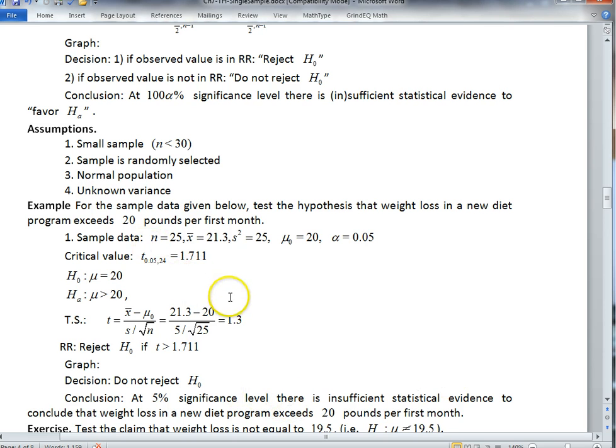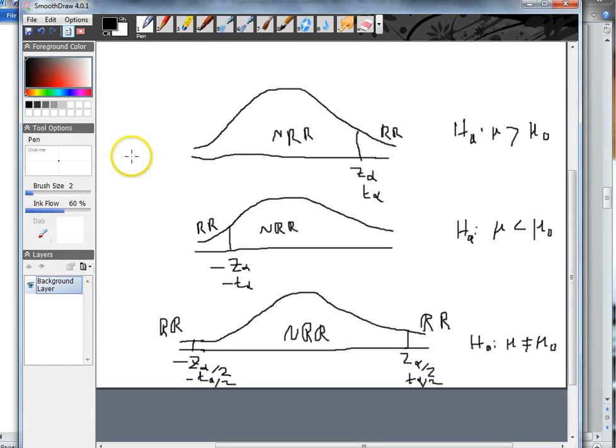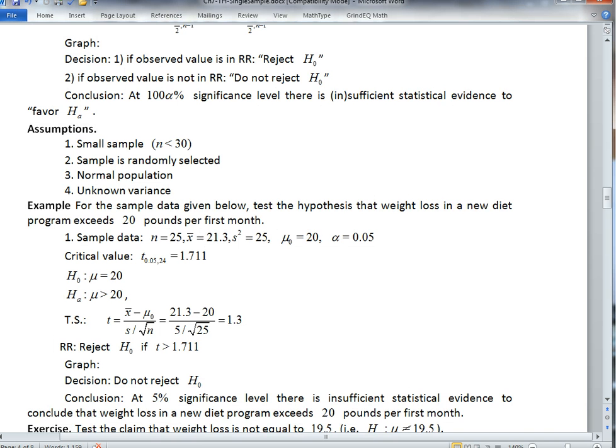It is going to be 1.711. So let me show you that here. So this would be my t table. I want the t 0.05 because it's a one tail test, and then I want the 24 degrees of freedom here. I go these two lines, and that would be the value I'm looking for, which is 1.711.